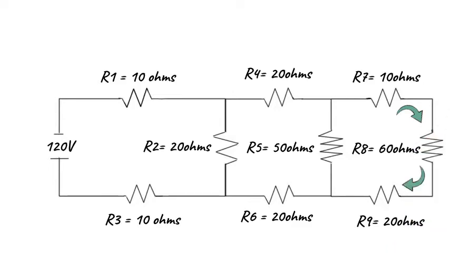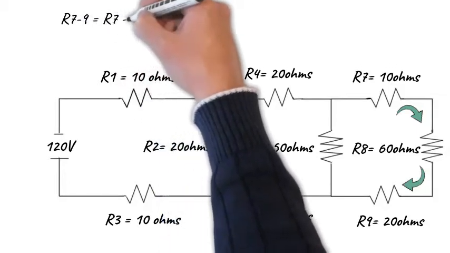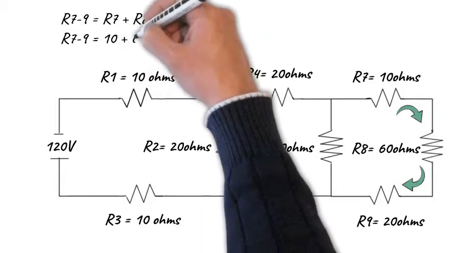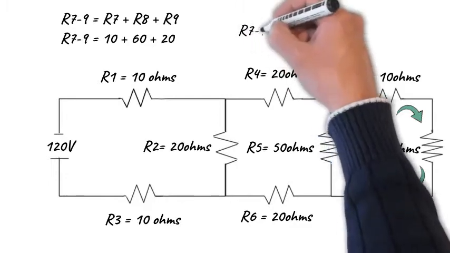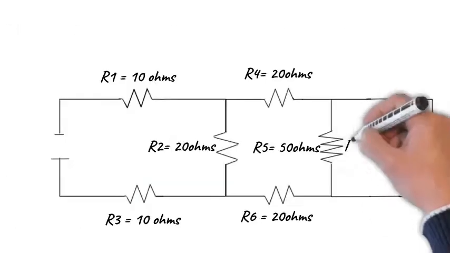One of the first things we can recognize is we have a series circuit at that very end. Those three resistors are in series, and so what we will do is add them up using our series laws, or resistor 7 plus resistor 8 plus resistor 9 to give us a total resistance of 90 ohms.